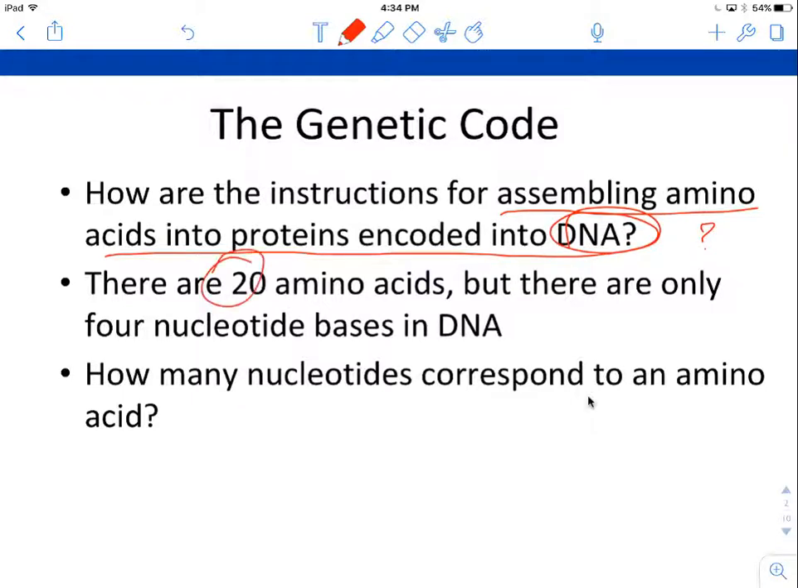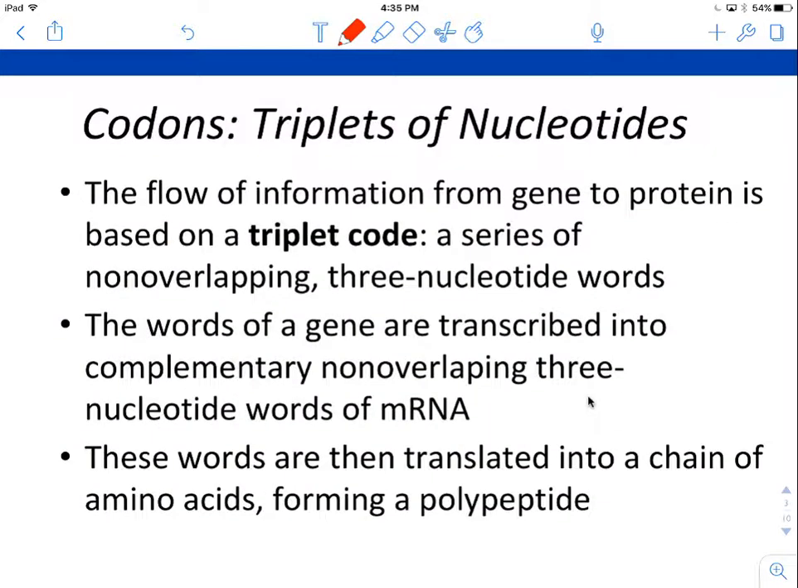So 20 amino acids, but only 4 nucleotides in DNA. So they can't correspond 1 for 1. They can't even correspond 2 for 1. So how many nucleotides is it that correspond to an amino acid? And the answer is 3.